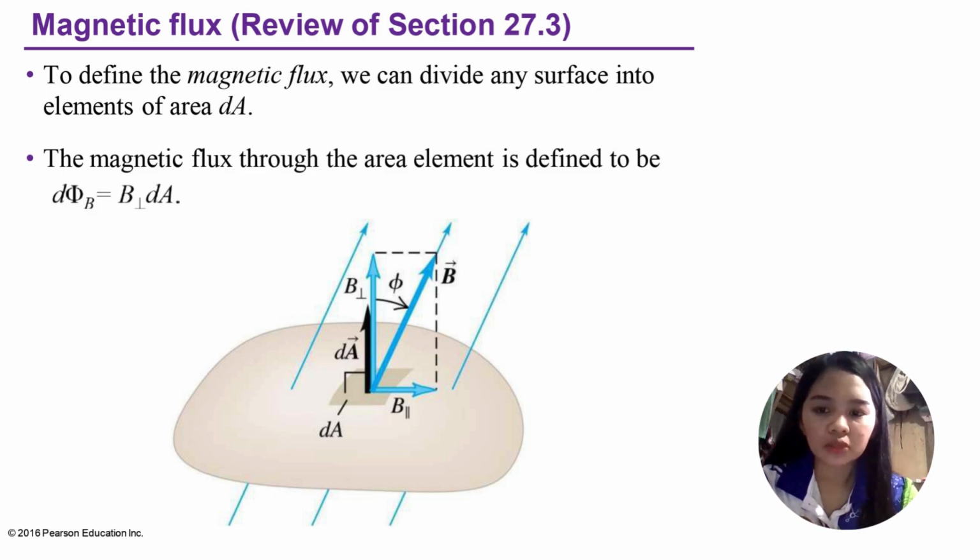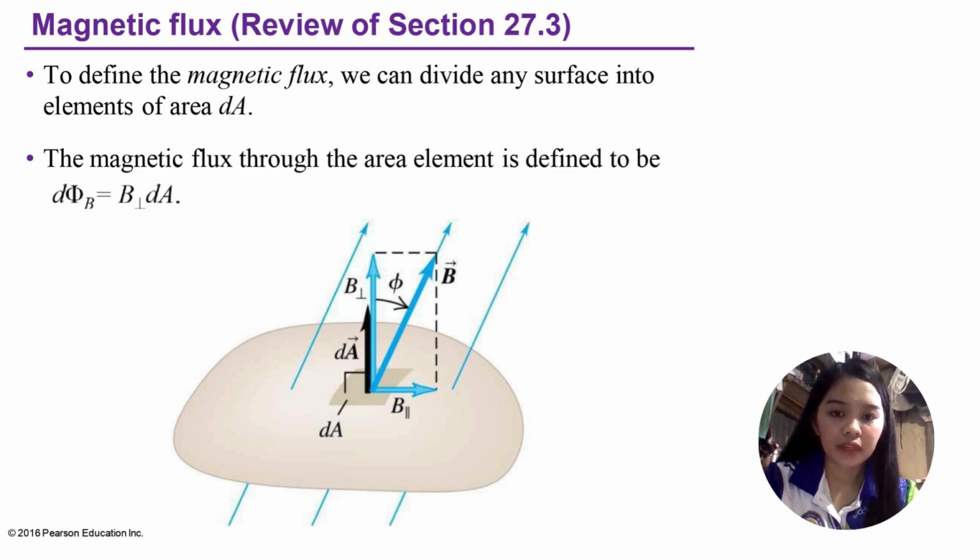To understand electromagnetic induction quantitatively, we need to define magnetic flux. We can divide any surface into small elements of area dA. The magnetic flux through each element is defined as the component of the magnetic field perpendicular to the area, B perp, multiplied by dA.